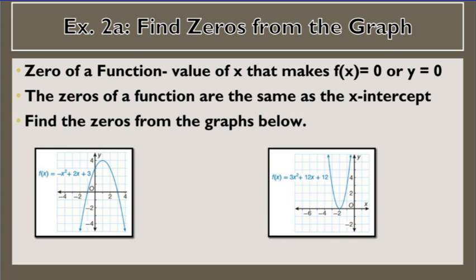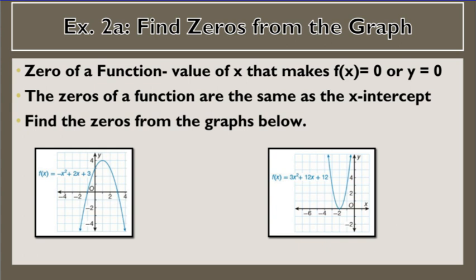Next, finding zeros from the graph. Let's define what they mean by zero. A zero of a function just means the value of x that makes f(x) equal to 0, or y equal to 0. The zeros of a function are also the same as the x-intercepts. Sometimes you might have 1 x-intercept, we could have 2 x-intercepts, or we might not have any intercepts. So let's find the zeros from the graphs below.